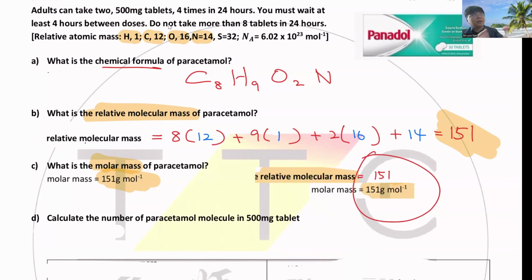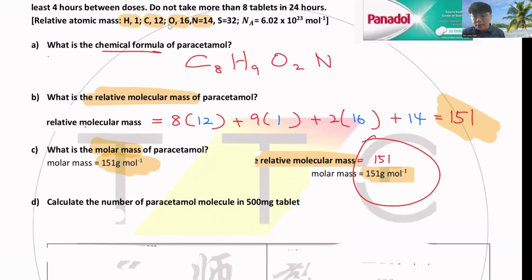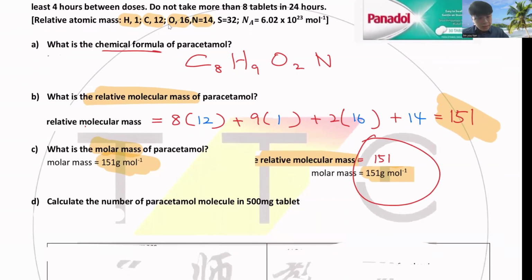But relative molecular mass is the mass we compare, so there's no unit. Molar mass has a unit. So you need to be careful in the exam, because if they ask for molar mass and you don't write the unit, you get zero. If they ask for relative molecular mass and you write a unit, also zero. Both are the same number, 151. One has no unit, one has a unit, gram per mole. Gram per mole means how many grams per 1 mole.